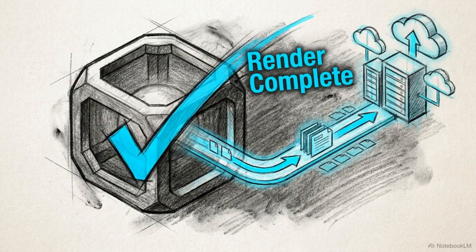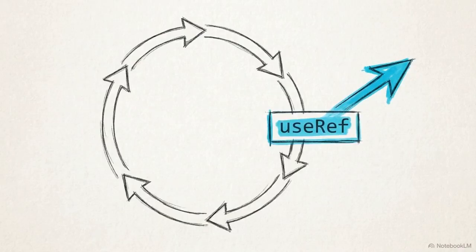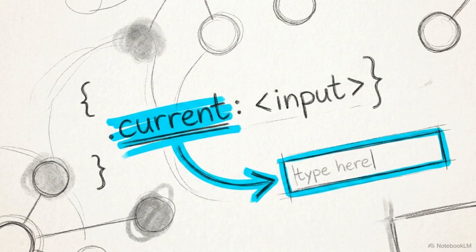This hook isolates side effects, ensuring they execute strictly after the render phase is completely finished. Occasionally, you need to bypass the render cycle entirely. useRef acts as an escape hatch, allowing you to persist values across renders without triggering an update, or to grab a direct reference to a raw DOM node.